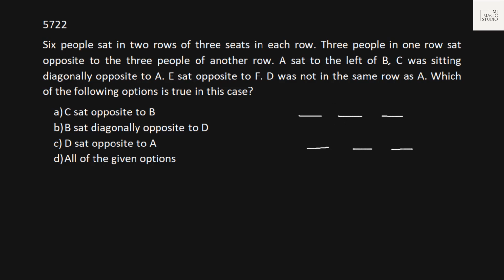A sat to the left of B. So if I put B here, A is sitting to the left of B. C was sitting diagonally opposite of A. C should be sitting here. E sat opposite of F. But C was sitting diagonally opposite of A. So it should be A is to the left of B, C diagonally, and there we can have EF here.